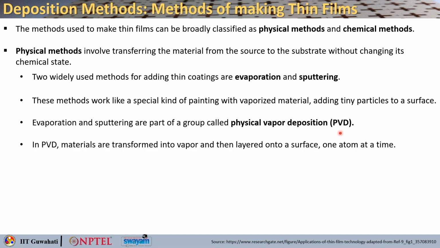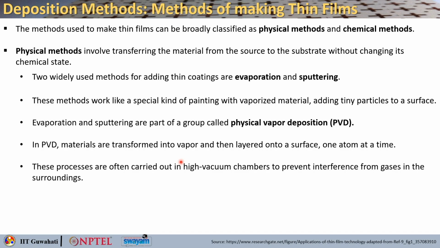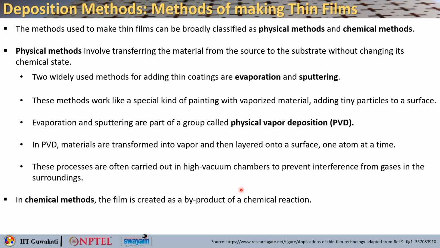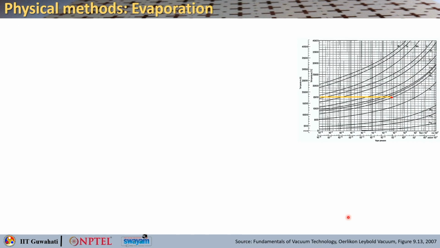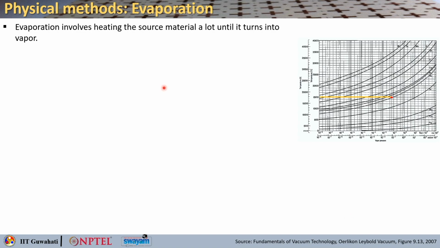Evaporation and sputtering are part of a group called physical vapor deposition. In PVD, the popular name for physical vapor deposition, the materials are transformed into vapor and then layered onto a substrate one atom at a time. These processes are often carried out in high vacuum chambers that prevent interference from gases in the surroundings. Whereas in chemical methods, the film is created as a byproduct of some chemical reaction. Now, evaporation involves heating the source material a lot until it converts into vapor, right.